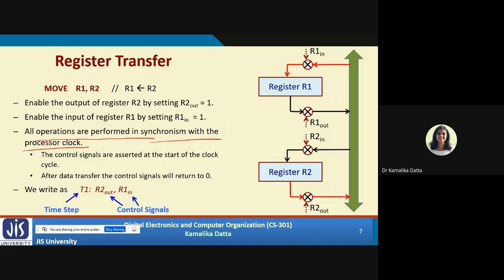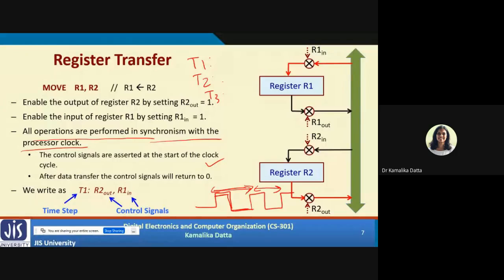Fine. So we will say that at time period T1, which is 1 clock cycle, something like this will happen. At time T2, something else will happen. At time T3, something else will happen, and so on and so forth. The control signals are asserted at the start of the clock cycle. So basically, this is an off period, this is an on period, and this is an off period. So this is one full period, on and off. So this is another full period. This is on period, this is off period, right? This entire thing is called a clock cycle. Okay, this is a clock cycle.